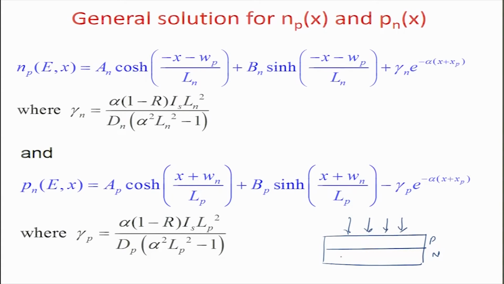So every carrier that has to reach the N side has to go through P. So some terms will remain similar because it has to still cover that distance. Again, you have an expression for gamma P, which is alpha into 1 minus R, Is, Lp squared divided by dP into L. So you can see that the only differences are that you replace Wp by Wn, Ln by Lp, An by Ap, and the electron terms are basically replaced by the hole terms.